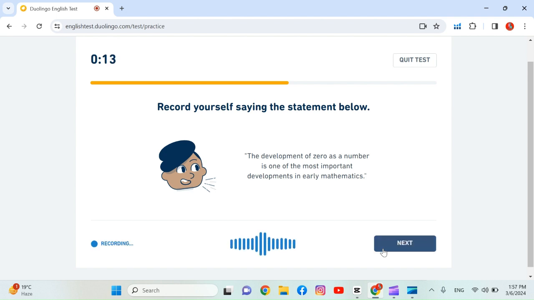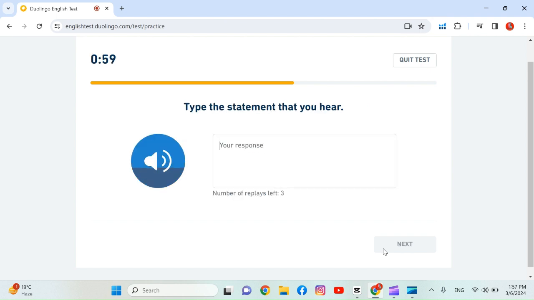The development of zero as a number is one of the most important developments in early mathematics. Next. Engines add a great deal of weight to the vehicles they power. Had, I guess. Engines add a great deal of weight to the vehicles they power.